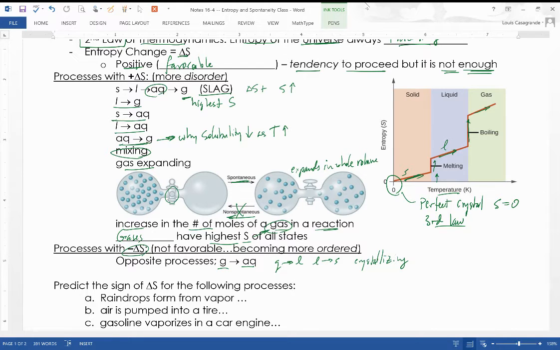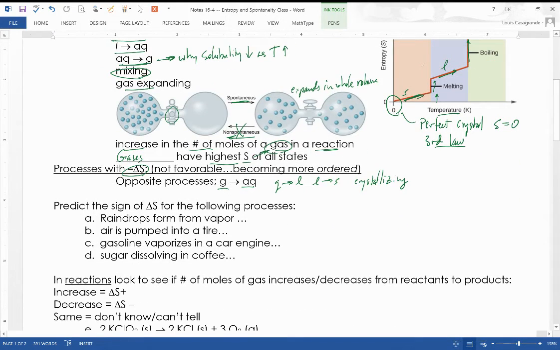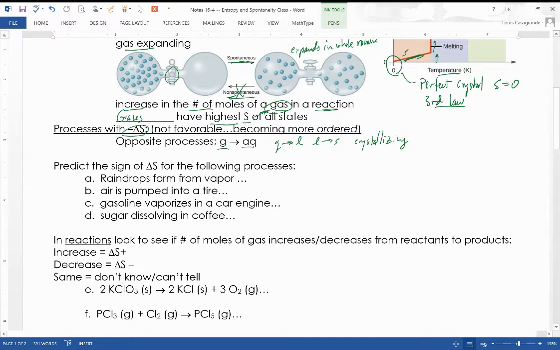So I want you to follow along. And if you want to pause the video before we reveal the answer for each one of these, you can do so. I want you to predict what the sign of the delta S is. All I want to know is, is it positive or is it negative for the following processes? So forming raindrops from a vapor. So what do you think? Pause for a moment. And now what did you come up with? So what's going on here? We're taking a gas and we're making a liquid. So we just saw up above that a gas going to a liquid has a negative delta S. It's a decrease in the entropy.